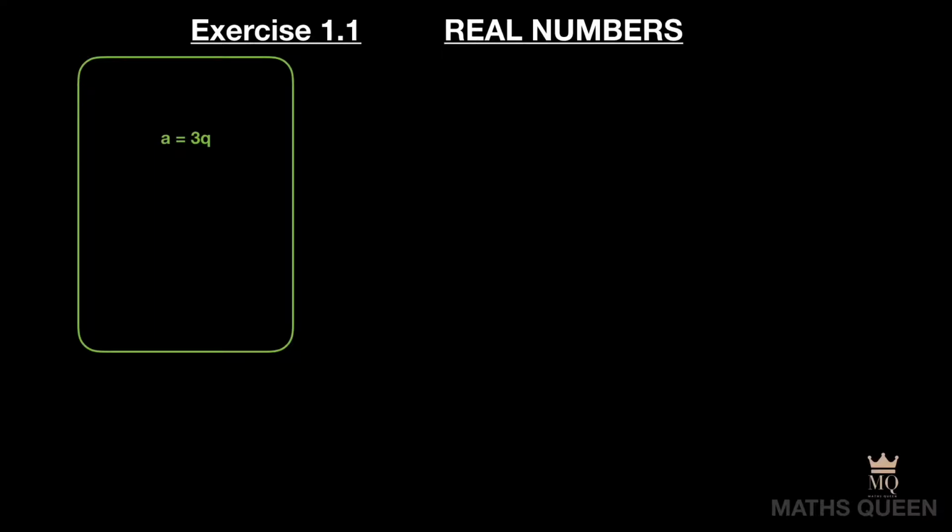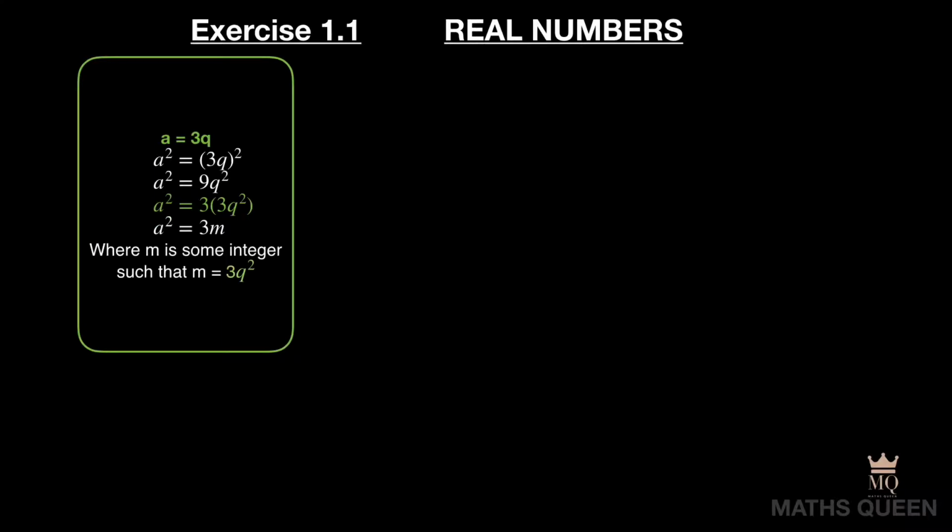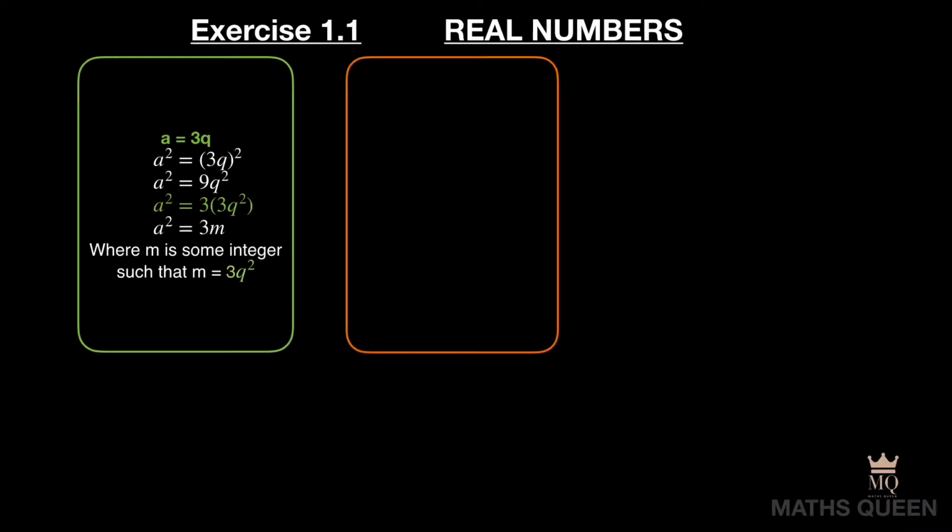So case 1, a = 3q. On squaring, we should find the square. So a² = (3q)², which is equal to 9q². Here we should prove it as 3m. So we take out 3 as common. So taking out 3, what is remaining is 3q². We put it in a bracket and write a² = 3m, where m is some integer such that m = 3q². Clear?